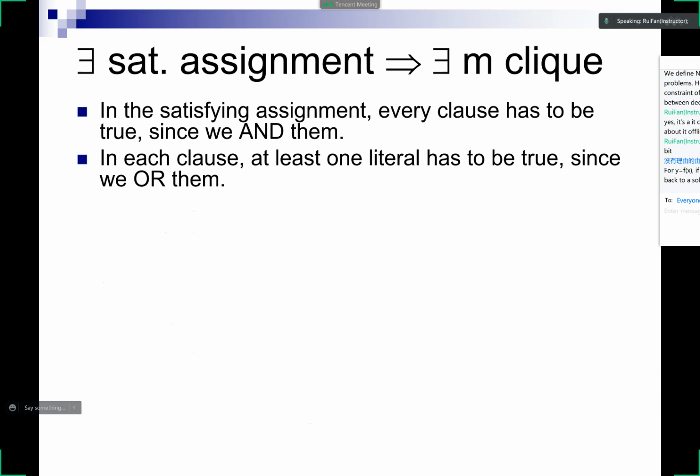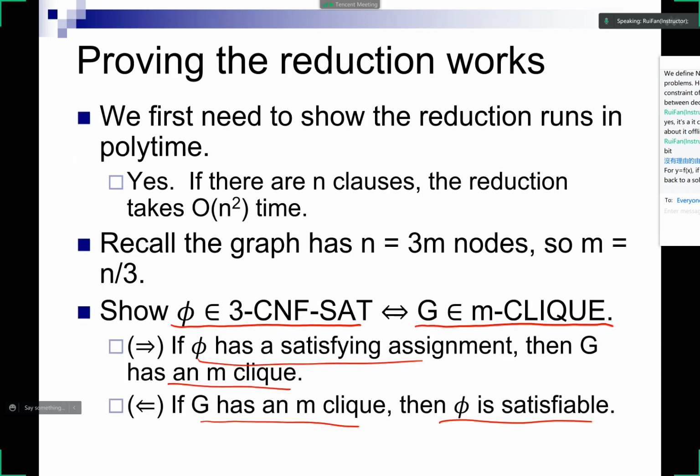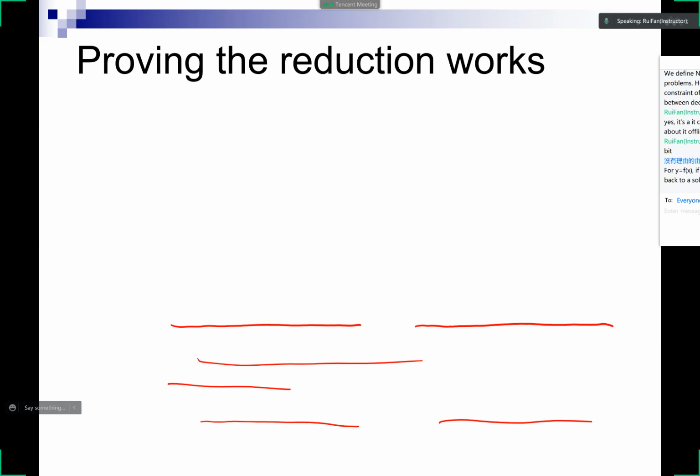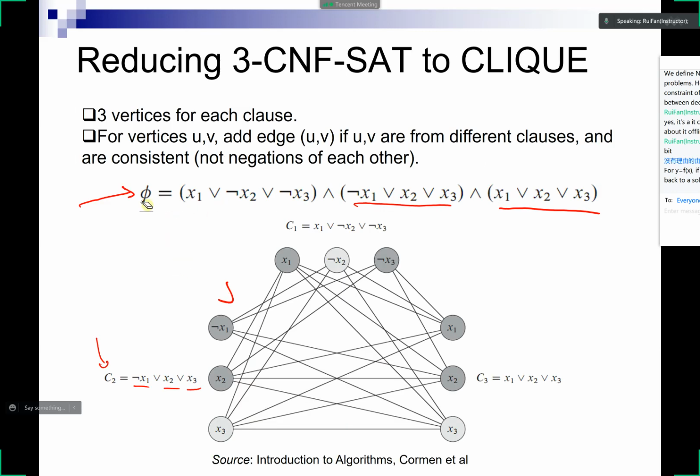Okay, so let's show the first direction, which is that suppose there does exist a satisfying assignment to the formula. Then we're going to show that there exists an M clique. The reason for this is, let's go back to this one. So if you have one of these formulas, then how can you satisfy this formula?